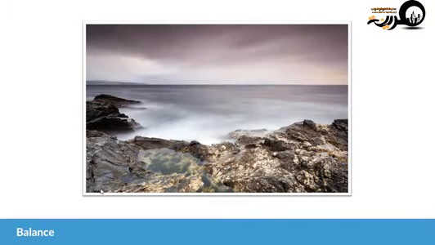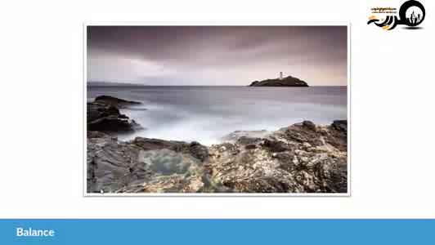Does this make sense? Okay, is this quite clear in terms of what balance is? You don't want one object in the photograph to be drawing your viewer's eye all the way over on the right or the left-hand side of a picture. You need something to balance it. And Darryl, you're saying we want the lighthouse back. Well, what happens if we do bring back the lighthouse?